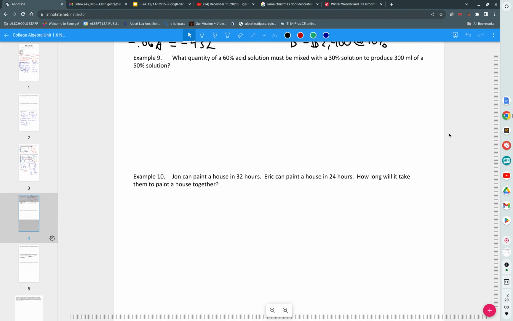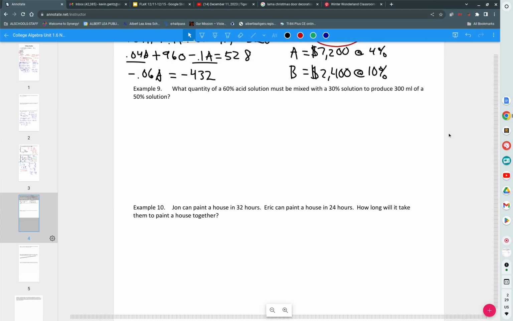The next one comes straight from a chemistry class. We have two quantities. We have a quantity of 60% acid, and we have a quantity of 30% acid. We're going to mix them together to try to come up with a 50% acidic solution that has a total amount of 300 milliliters. Okay? So let's try to think this problem through and use some common sense about what's going on. This has 60%. This has 30%. Do I know how many milliliters I have in here?